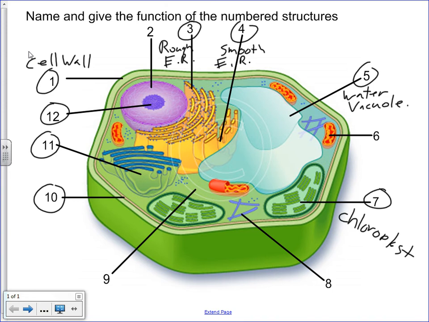Okay, number 10, the layer just inside the cell wall is the cell membrane. And I said several times in class, the words I'm looking for are controls endocytosis and exocytosis. They must have those words. That is the function of the cell membrane. They have to have those terms there: endocytosis and exocytosis.